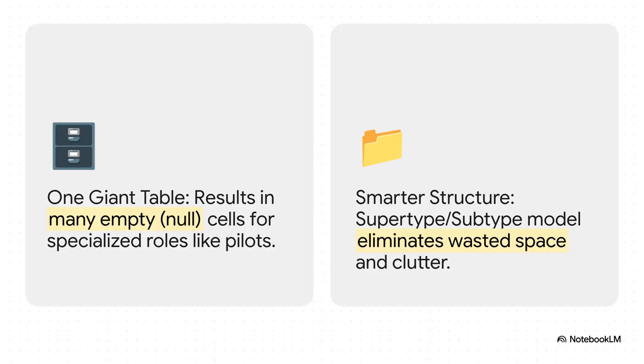Now this slide shows you exactly why this is so important. On the left, you've got the messy way, one giant table for everybody. But what happens when you have specialized roles, like pilots who need a license number? You end up with all these columns that are just empty for most of your employees. It's a waste of space, it's cluttered. But on the right, that's our smarter filing cabinet. The general employee supertype holds the common info, and it connects to these specialized subtypes. You can think of them like folders for pilot or mechanic that only hold information unique to those roles. And just like that, no more empty cells.